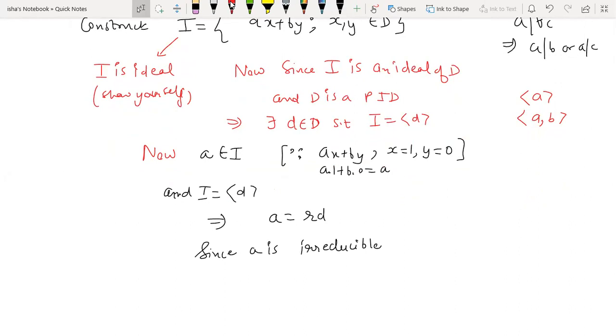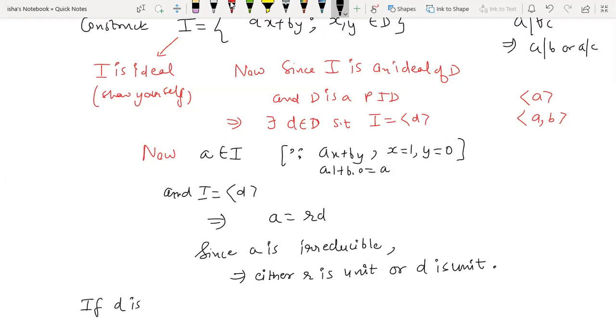Since A is irreducible, what should I write next? Either r will be a unit or d is a unit. Yes, that's the definition of irreducibility. Since A is irreducible, it implies either r is a unit or d is a unit, right? So let's take up these two cases one by one.